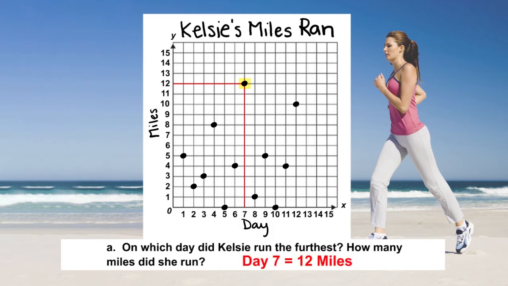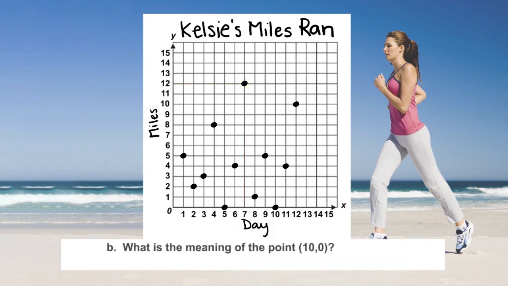She ran 12 miles. What is the meaning of the point (10, 0)? The 10 is the x-coordinate, which is the day number, and the 0 is the y-coordinate, which is the miles ran. This means that on day 10, she ran 0 miles.